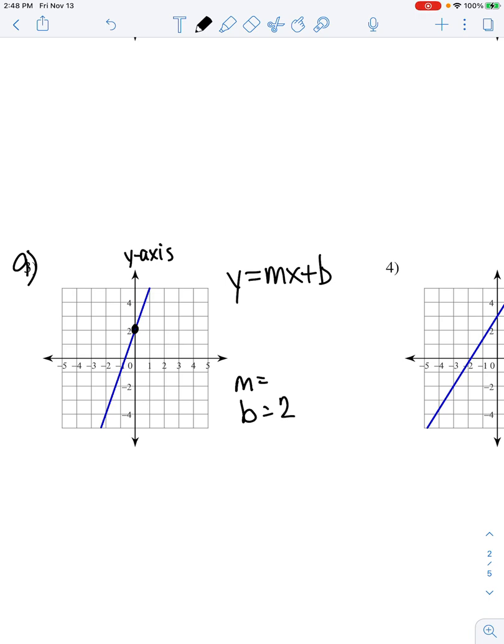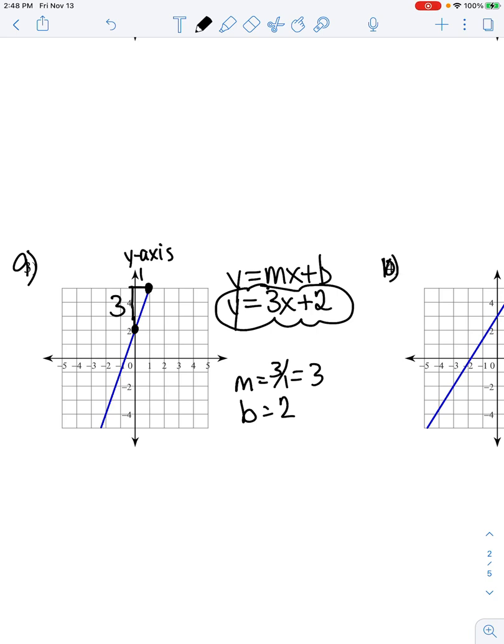And now I need another good corner point to find my slope. So I see one right there. So I rise 1, 2, 3, and I run 1. Well, what does 3 over 1 reduce to? 3. And it's going up, so it should be positive. So y equals, my slope was 3x, and my y-intercept was a +2. So the equation of this line is y equals 3x plus 2.